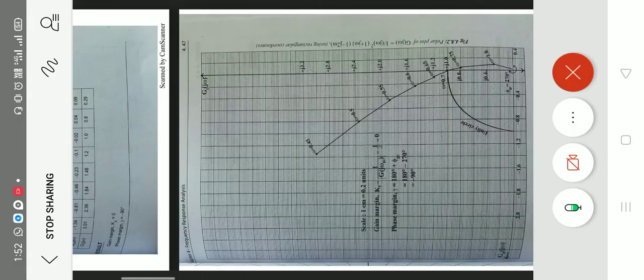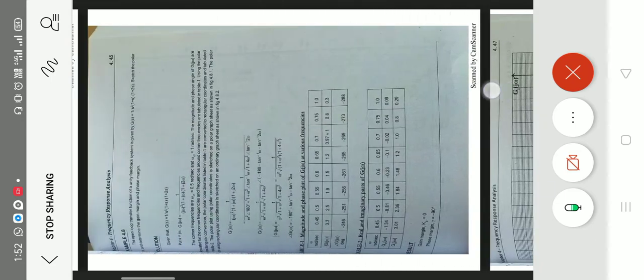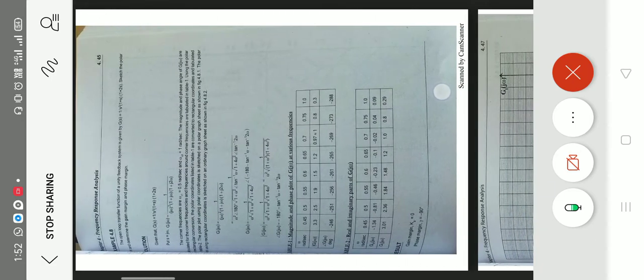Once again I will tell the process. In any polar plot, you are given K in a system. We can take the K value as 1. Then we can put s equal to j omega in the system. Then we can take the magnitude and phase of the system.